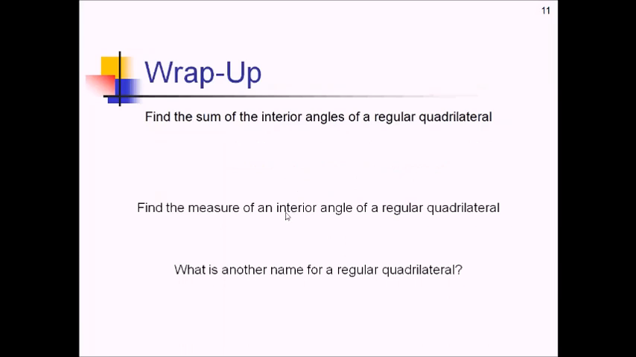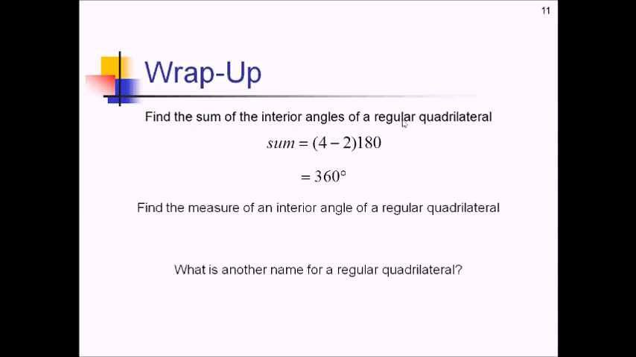For the wrap-up, pause the video and see if you can answer the following 3 questions. All right, let's see how you did. First question, find the sum of interior angles for a regular quadrilateral. So we can use n minus 2 times 180, where n is going to be 4 because it's a quadrilateral. So that's just 2 times 180, which is 360 degrees.